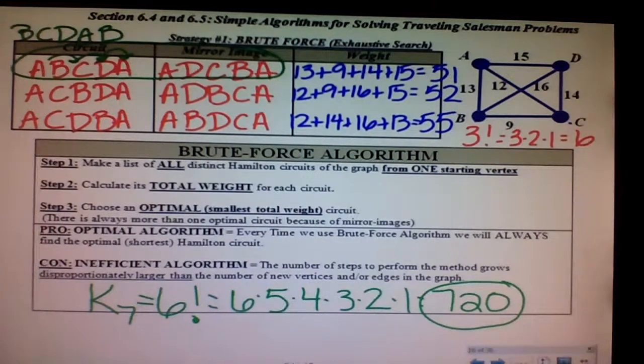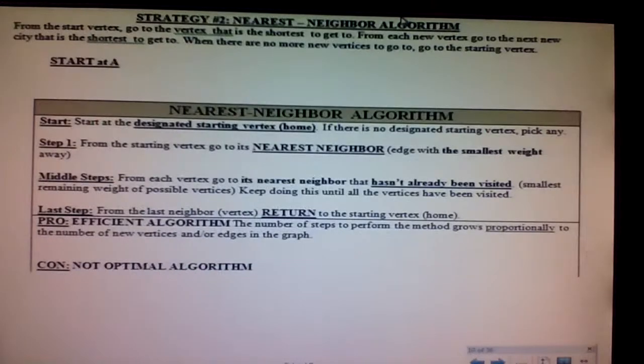A to B has a distance of 13. A to C has a distance of 12. A to D has a distance of 15. Who is my nearest neighbor? C. You want to go with your smallest number. So I want to go from A to C.